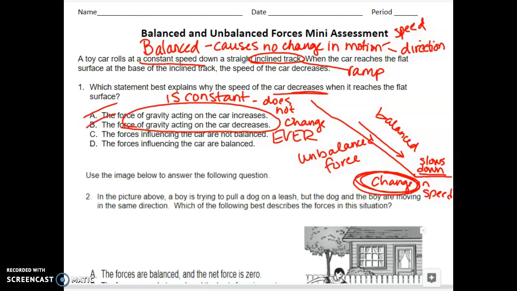incorrect answers. C, the forces influencing the car are not balanced. I like that. And D, the forces influencing the car are balanced. Well, if they were balanced, it would remain at constant speed, and it did not. It slowed down. So over here it slows. The correct answer is going to be C.